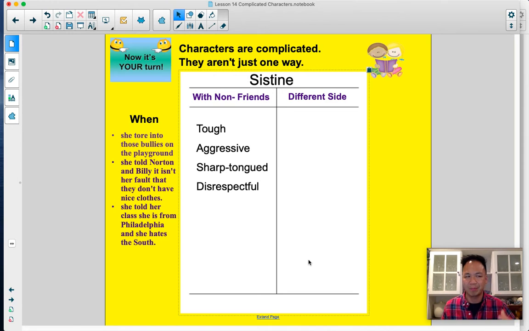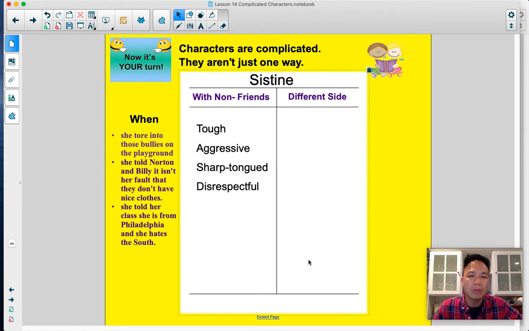She knows like the right insult to say, like it's not my fault you don't have nice clothes. She can also be a little disrespectful, the way that she talks to the people in her class that she doesn't even know. They might even be nice people, and she immediately says that they're all ignorant. So if we were only to meet her this way, we would think she was these things.